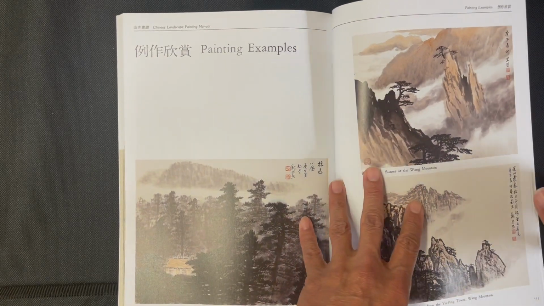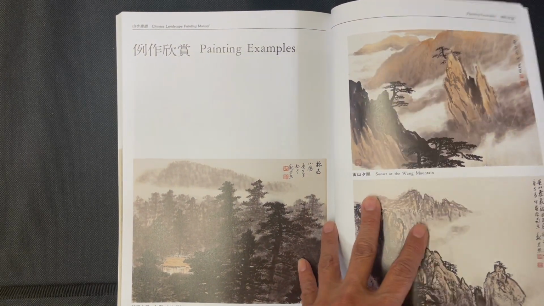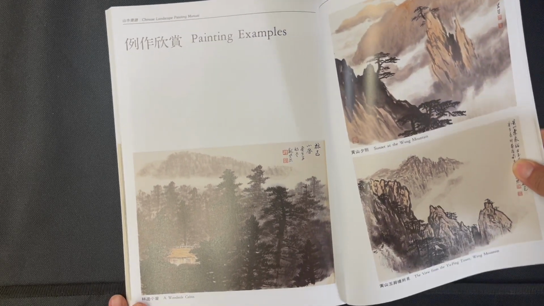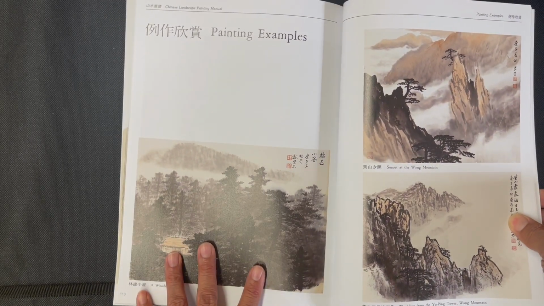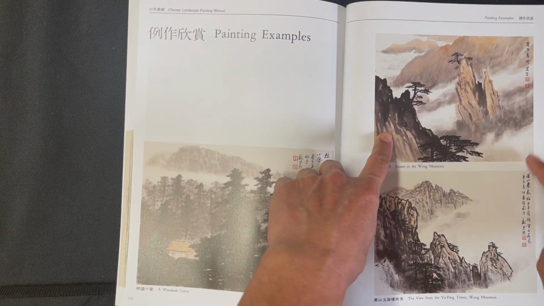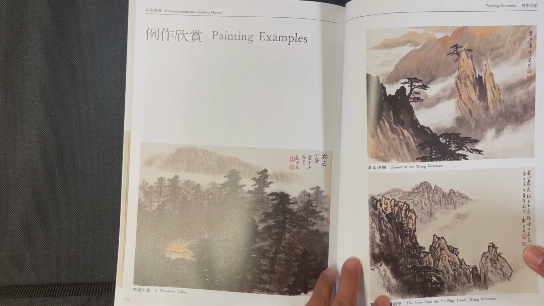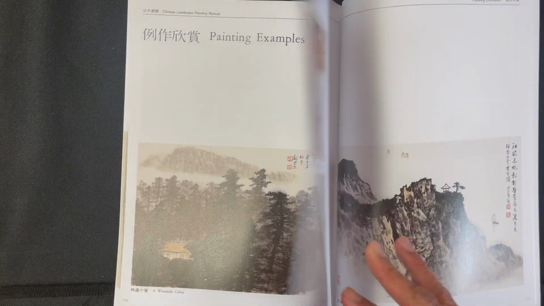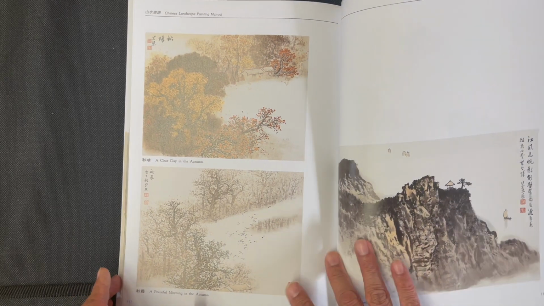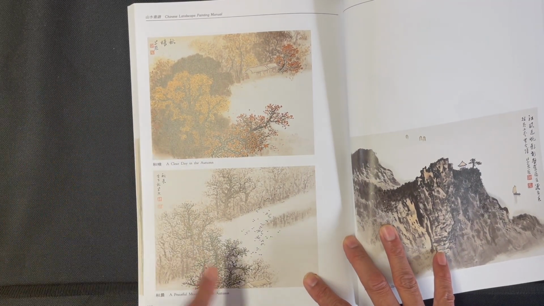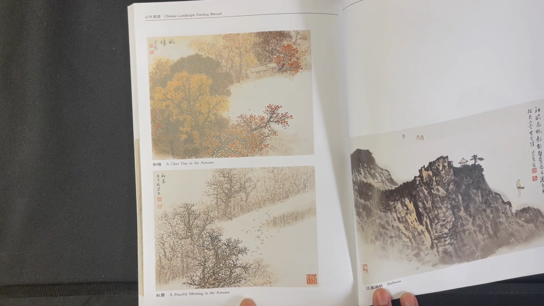So here now is an example of just some finished compositions. So we have this woodside cabin here. We have a sunset here at Wong Mountain. And then this, which is a view from Yuping Tower in Wong Mountain. And then here is a clear day in autumn. And then this painting, which they call a peaceful morning in autumn.